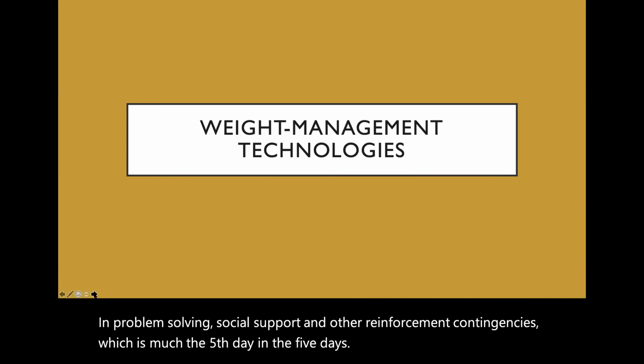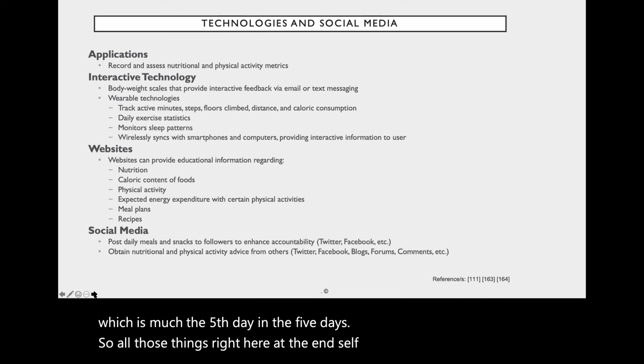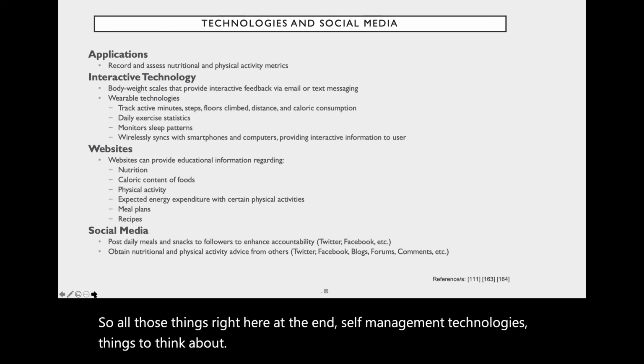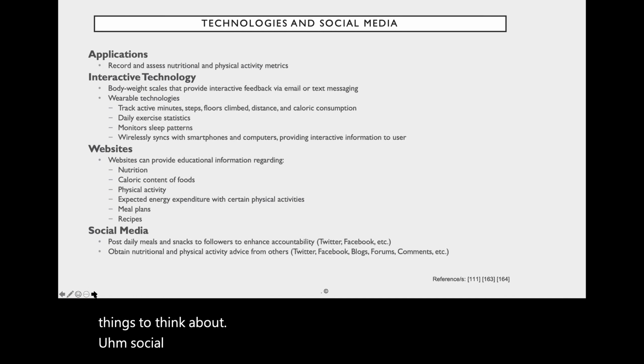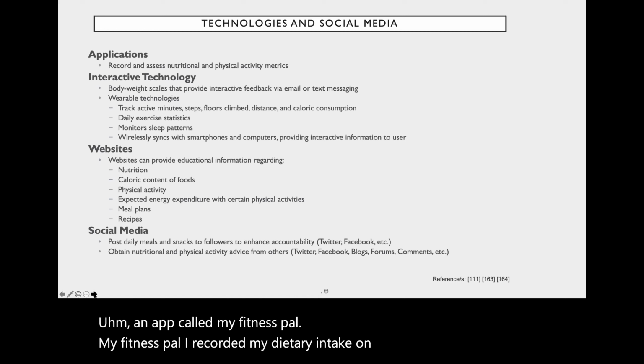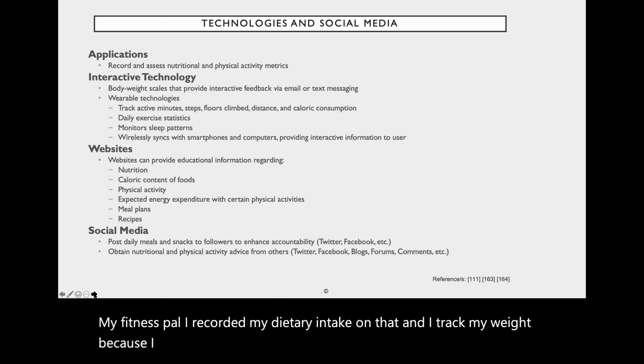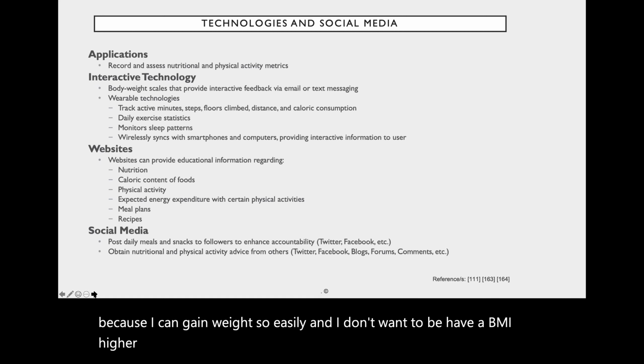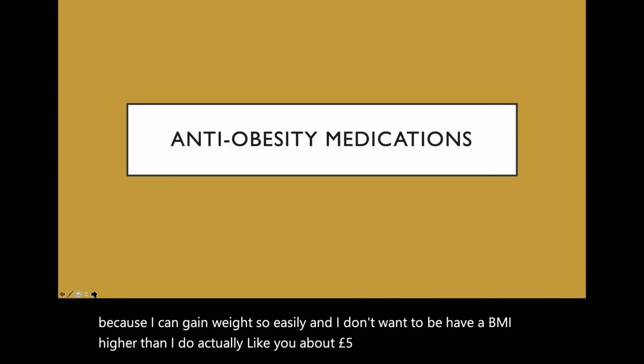So, little things right here at the end: self-management technologies, things to think about. Social media, websites. I have on my phone an app called MyFitnessPal. I record my dietary intake on that, and I track my weight because I can gain weight so easily, and I don't want to have a BMI higher than I do. I actually like to get about 5 pounds off right now.